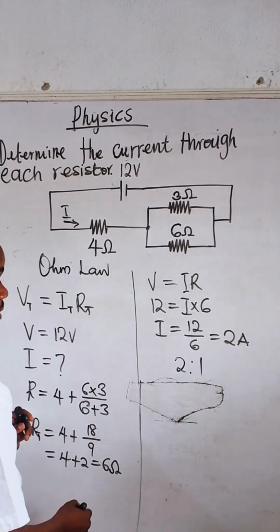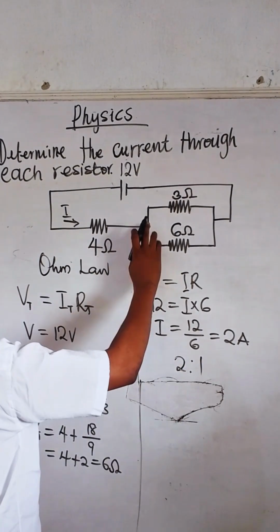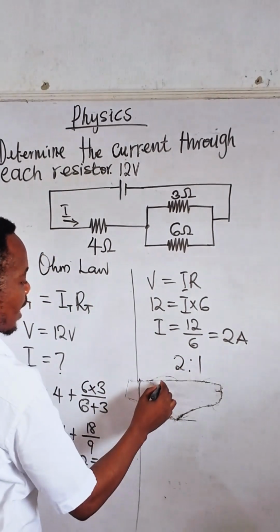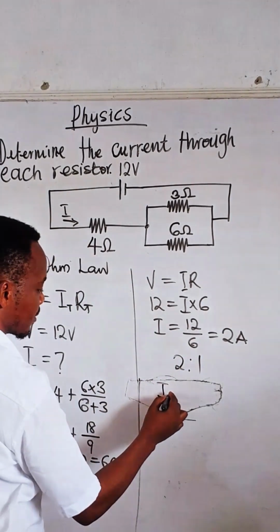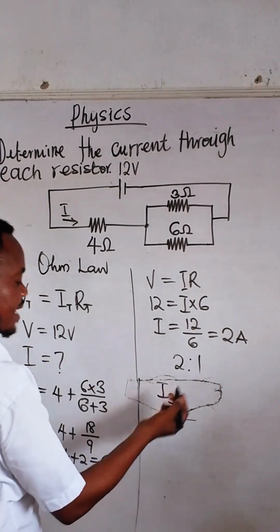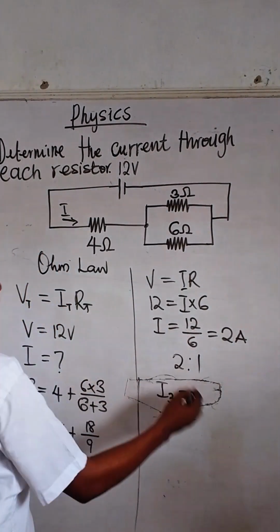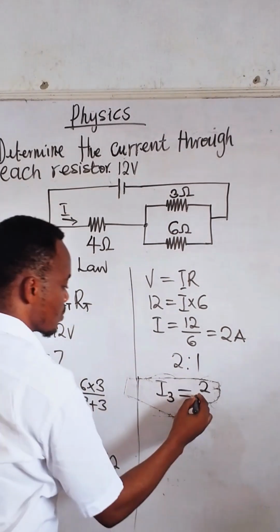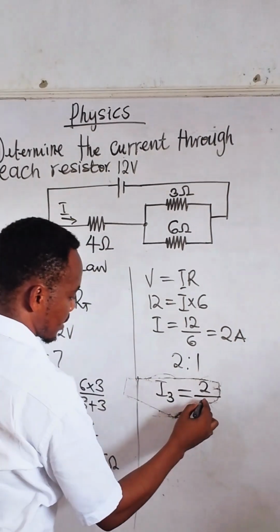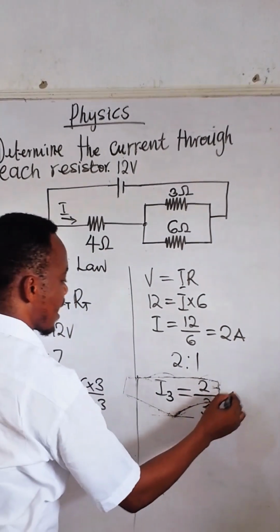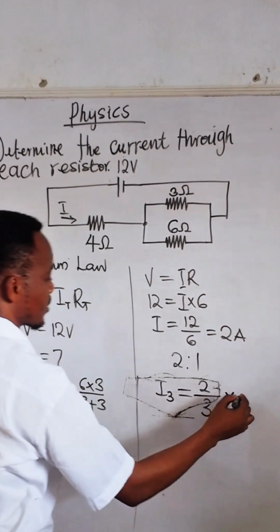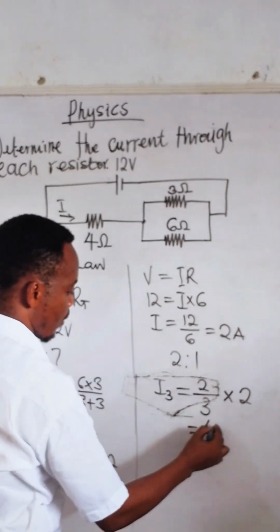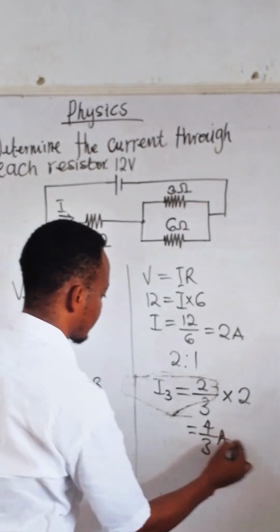2:1. Are you getting me? So the two currents will split in this ratio. That is, for I3, the current that will enter I3 is equal to 2, the higher the current, the smaller the resistance, 2 all over 2 plus 1, which is 3, times the total current, which is 2. So I3 is equal to 4 over 3 ampere, right?